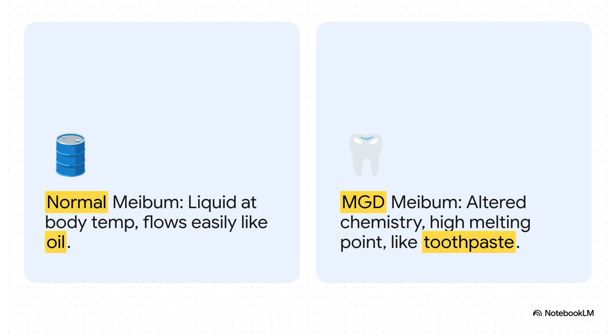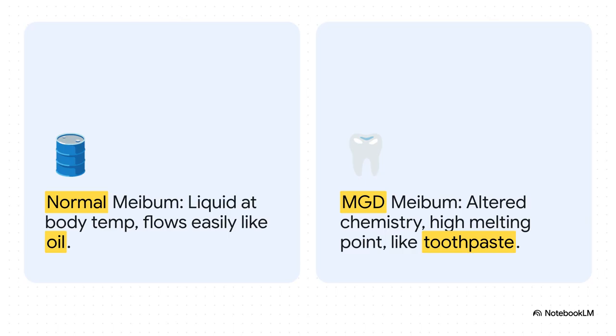But why? Well, let's use an analogy. Normal meibum is a liquid at body temperature. It flows easily out of the glands, kind of like clear drops of vegetable oil. But in MGD, the chemical composition of the lipid alters, raising its melting point. It becomes a semi-solid at body temperature, pushing out of the glands looking like thick toothpaste. It totally obstructs the gland and provides zero evaporative protection.